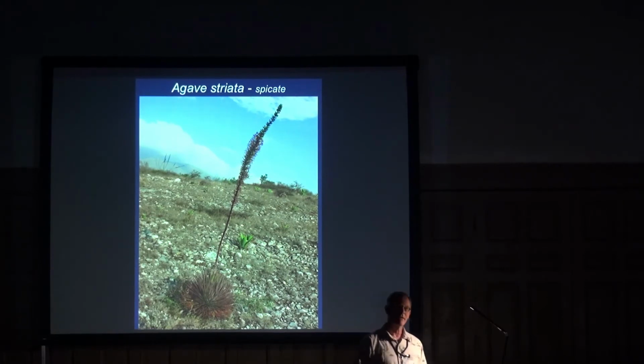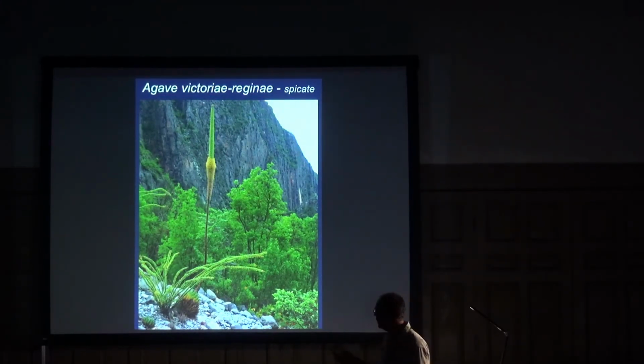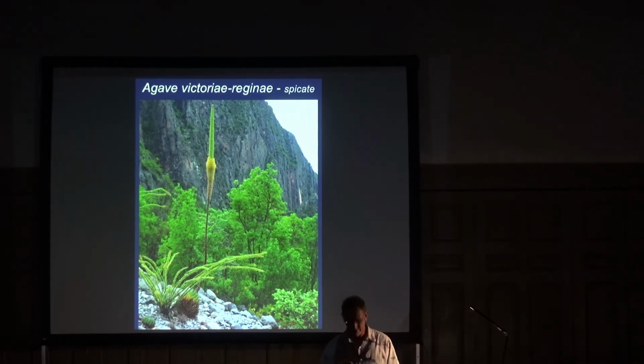Agave striata, on the other hand, has very narrow leaves, and it's a spicate type. So you can see the leaves here, they're very, very narrow. Agave victoriae-reginae is somewhat in between. They're narrower than something like vasquezgarciae, but not as narrow as striata. But you can see the spicate type with the mostly narrow leaves.